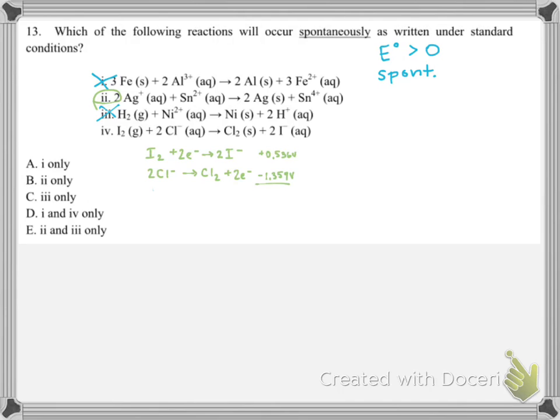Finally we have the half reactions for the reaction with iodine and chloride. I've written the half reactions and used the table to get the values. And now if we were to add these together, we would get a negative potential. And so that negative potential makes this one also non-spontaneous. And so B is the answer because it's only the second reaction that's spontaneous.